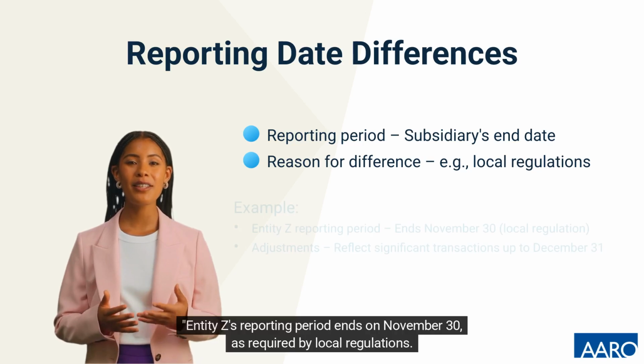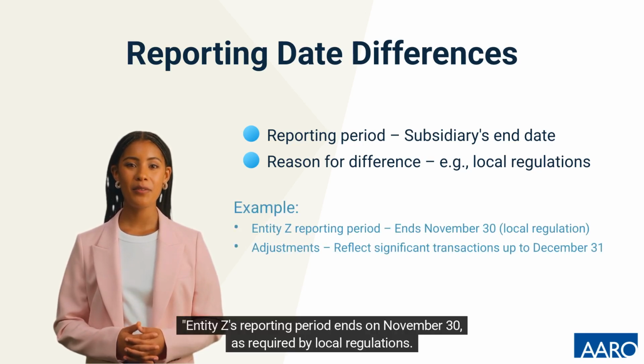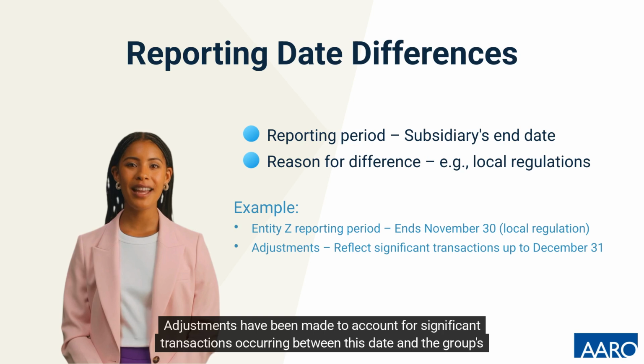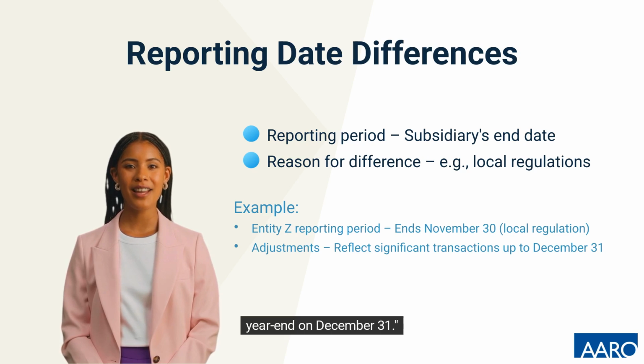Example: Entity Z's reporting period ends on November 30th, as required by local regulations. Adjustments have been made to account for significant transactions occurring between this date and the group's year-end on December 31st.